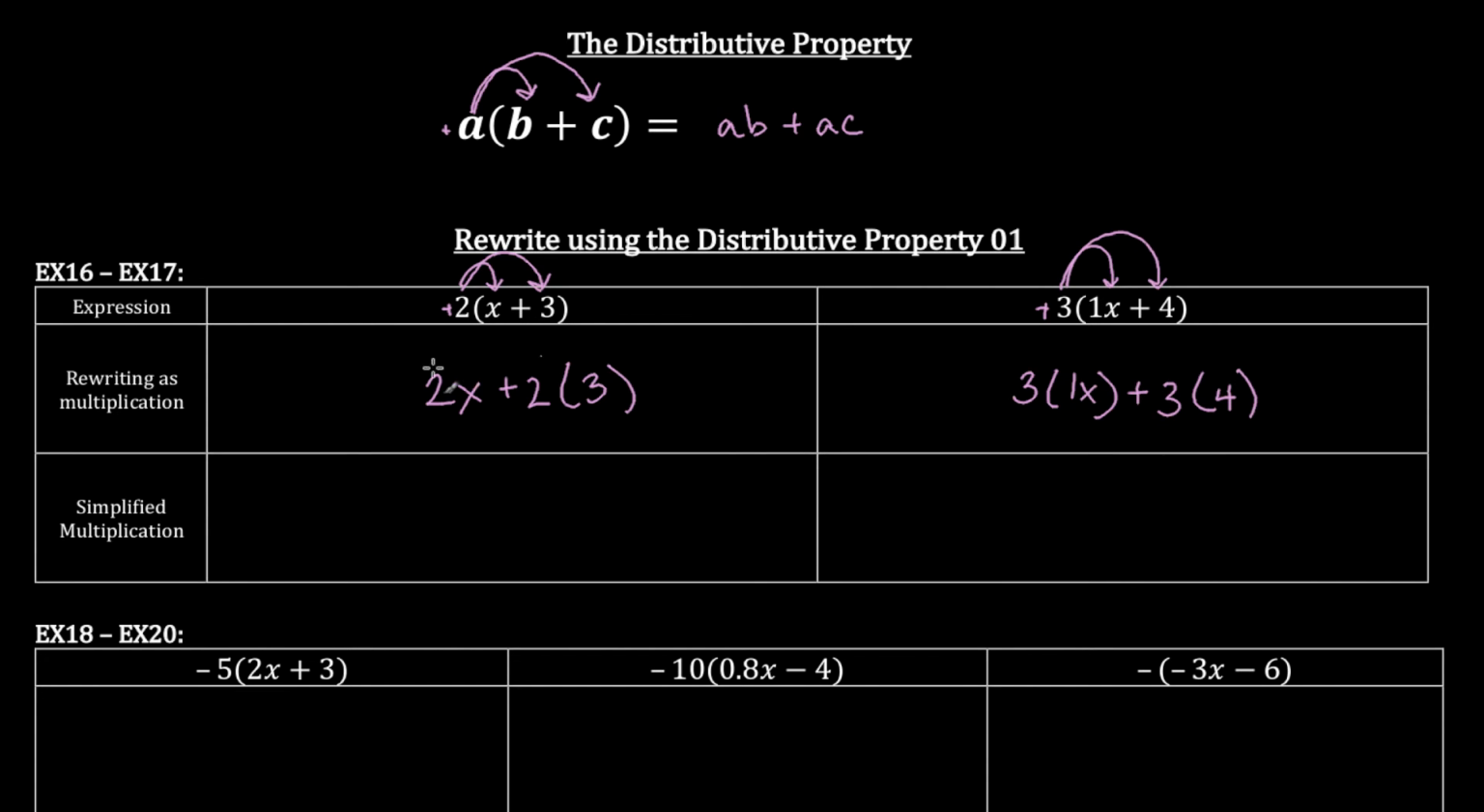But instead of rewriting it like this, you can just say 2 times x is 2x. A positive times a positive is a positive. 2 times 3 is 6. Okay, so positive times a positive is a positive. 3 times 1x is 3x. A positive times a positive is a positive. 3 times 4 is 12. Not too bad.